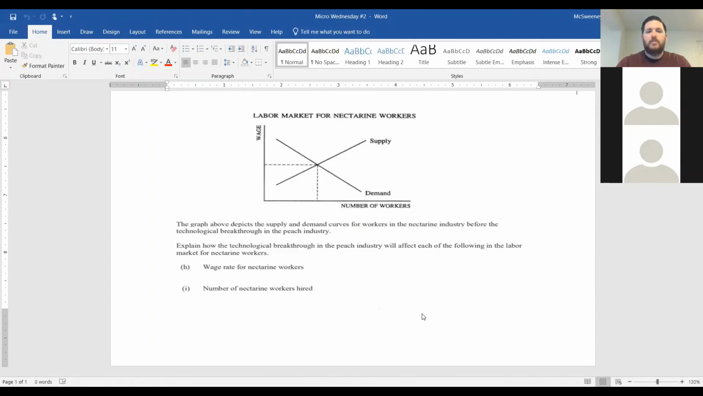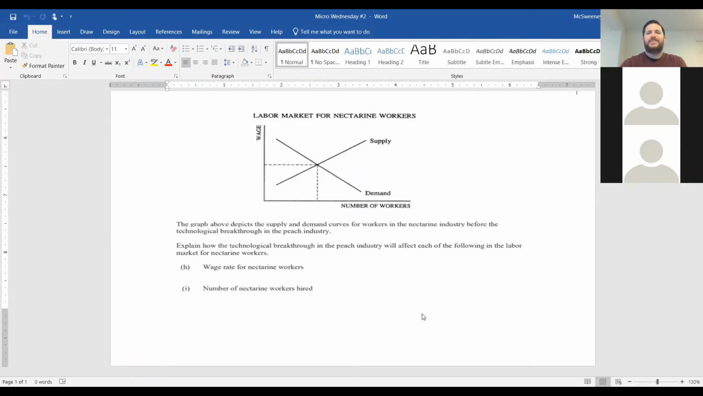Explain how the technological breakthrough in the peach industry will affect each of the following in the labor market for nectarine workers. These two questions are 100% making sure you understand shifters of wages or supply and demand in labor markets. So let's look at it.